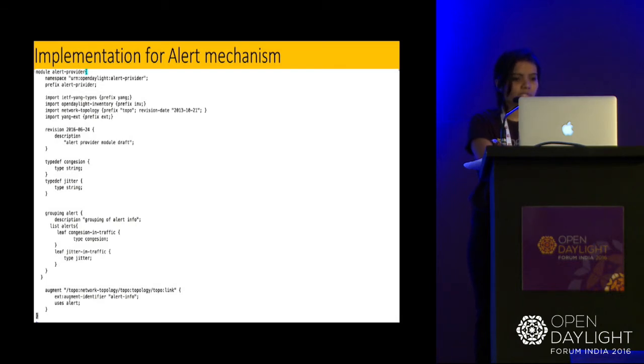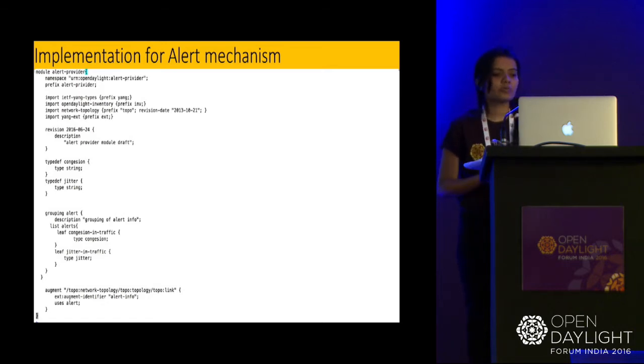These two things I have defined here, and I'm using augment here. What augment basically does is, we are using the network topology API, which is an existing API. We're going to extend that API and just add this alert information into it. We consider the link, so for each link we are adding the alert information, and then we are going to monitor this link information inside our DLUX code.